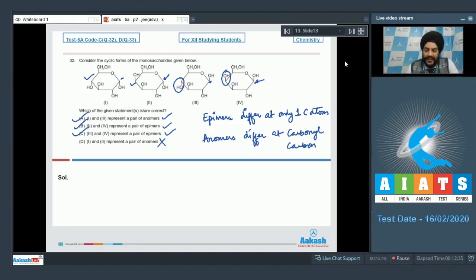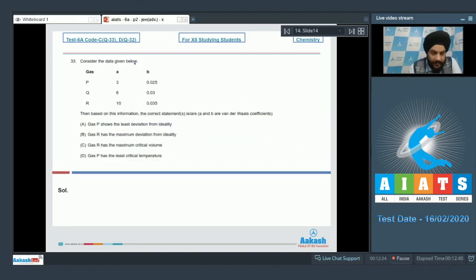Let us look at the next question now, students. Consider the data given below. So we have been given 3 gases, P, Q and R, and the A and the B values have been given to us. Okay. So on the basis of this information, we have to select the correct statements out of the given 4 statements, and it is mentioned that A and B are the van der Waals coefficients.